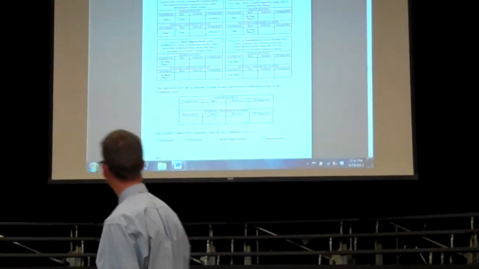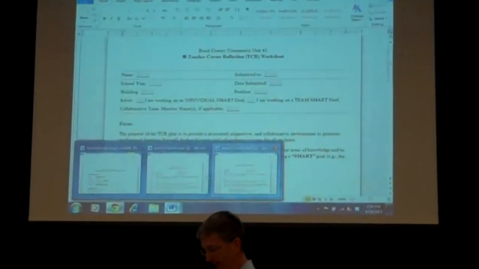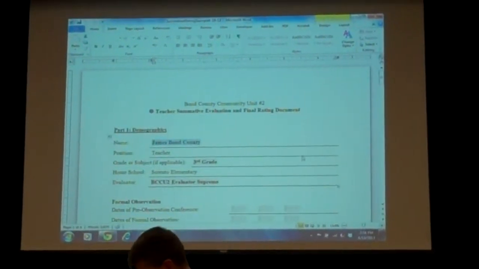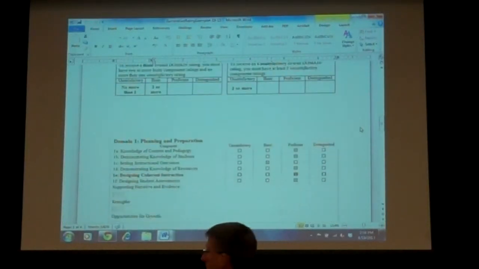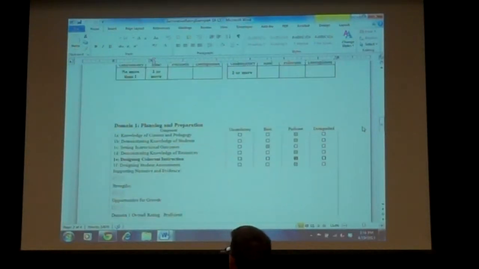It's the only way you're going to understand it. So, I did the rating already. So domain number 1. Domain number 1. There we go. There's domain number 1.